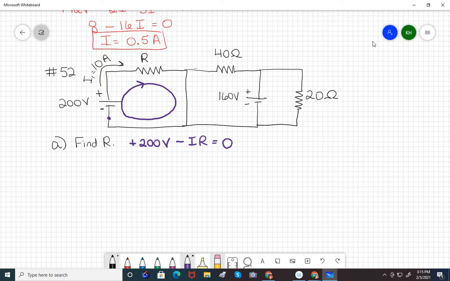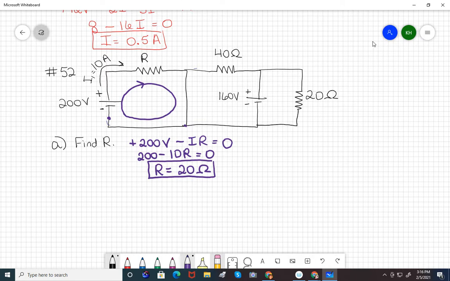So I've got 200 minus 10 times R equals 0. And I pretty quickly can solve and go, oh, well, now R has to equal 20 ohms. That makes sense because look at this point right here. This point has to be 0. Notice it's going to be 0 all along here. There's no resistor between here and here. This has to all be 0 too. There's a big stretch of this loop where our potential would be 0.